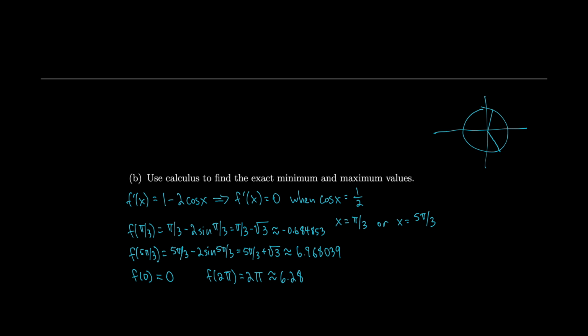So it looks like in this case, yeah, you could say, okay, you didn't even have to check your endpoints. It wasn't over there, but you always need to check your endpoints because it could have been. You didn't know. So let's write that our absolute minimum is at pi over 3, so it's f of pi over 3. And the exact value of that, without rounding, is pi over 3 minus rad 3.